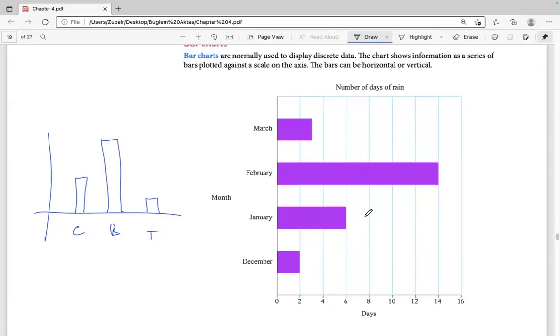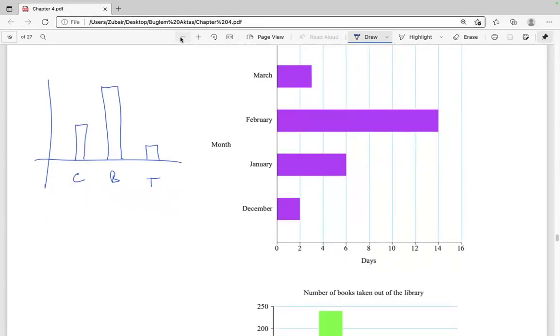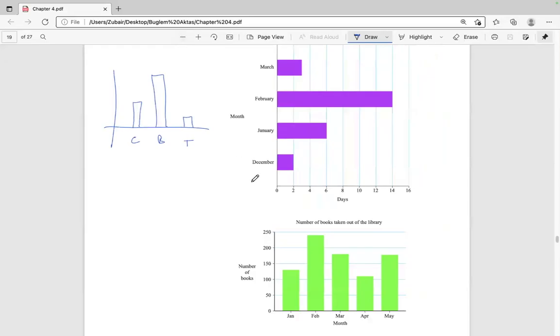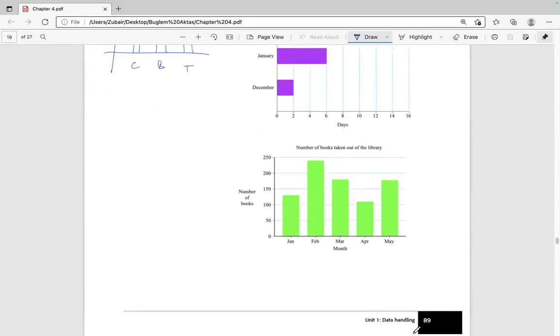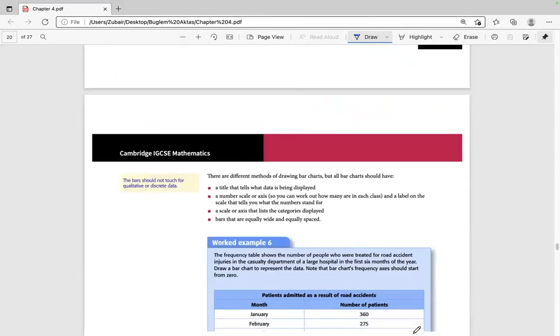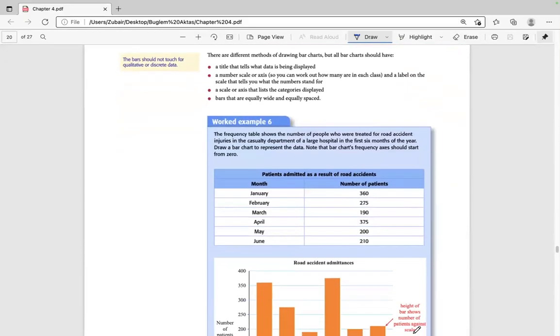Now this is one of the data which represents March, February, January, December months and number of days of rain. So it rained the most in February. And number of books taken out of the library. So number of books and per month data is there. It could be represented vertically, horizontally. That's a personal choice. It makes no difference in the presentation.